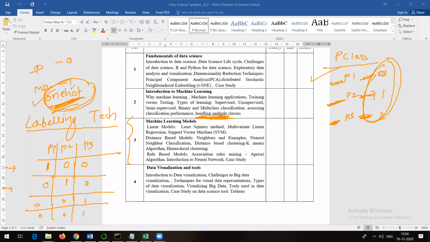But people remember, as Amin is saying, that one-hot encoding is the technique which can be used here. But remember that there is not only one-hot encoding, there are better methods as compared to one-hot encoding which can be used to handle multiple classes. That's why do not limit it to one-hot encoding. Those people who are not aware about it, don't worry.